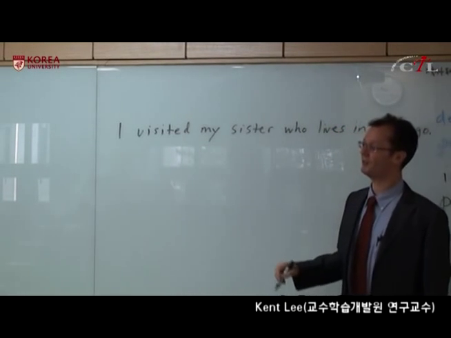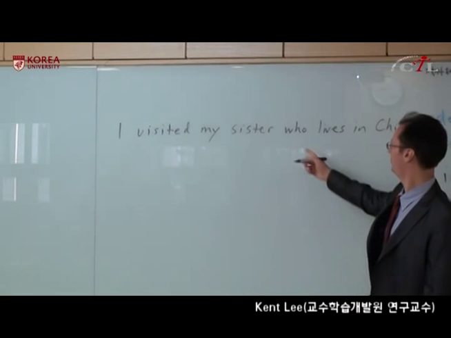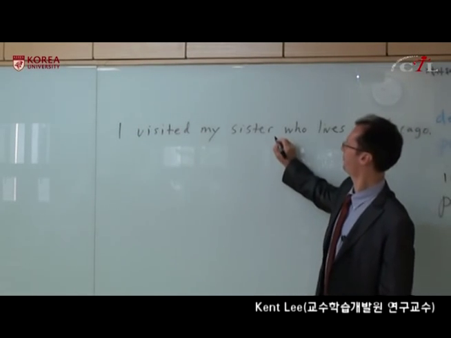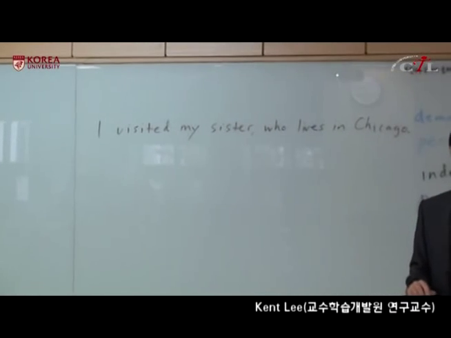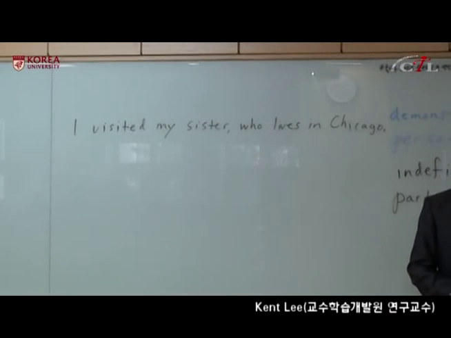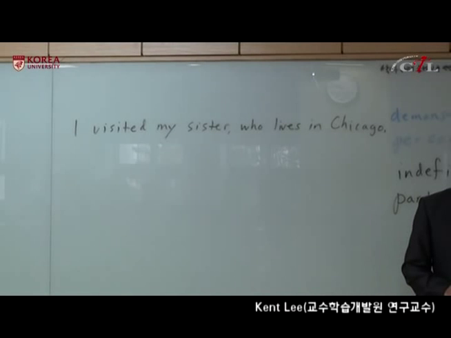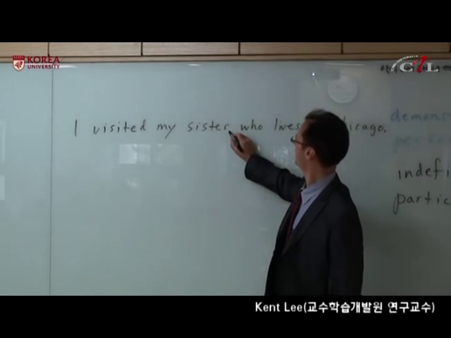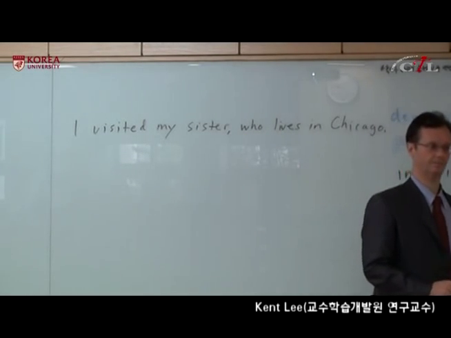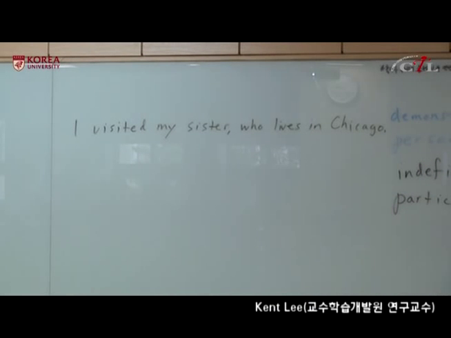So normal relative clause, who lives in Chicago? What happens if you put a comma? What does that change? I visited my sister who lives in Chicago, or I visited my sister, who lives in Chicago. So the comma, of course I read with a bit more of a pause there. What's the difference between these two sentences?